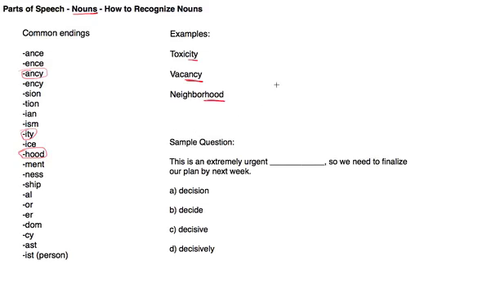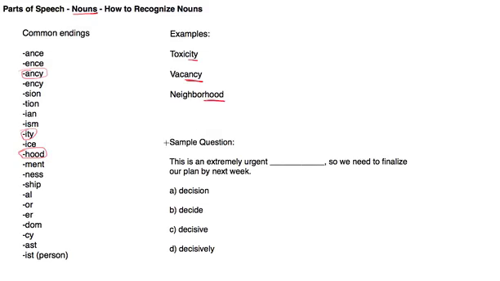You do have to be a little bit careful about this because sometimes there are endings that fit for nouns and adjectives or nouns and verbs, and we'll talk about those later. But the basic idea is that here you have common endings, and if you recognize them, you can be pretty sure that the word is a noun.